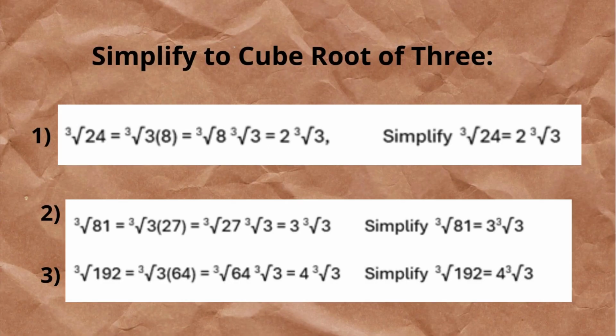Simplify to cube root of 3. In the first example, to simplify the cube root of 24, since 24 is equal to 3 times 8, we take the root of 8 and leave the 3 with the cube root.